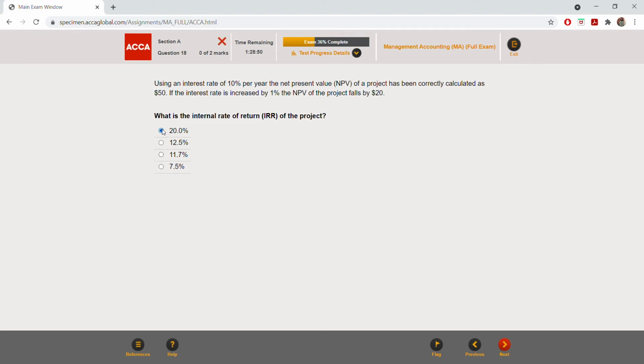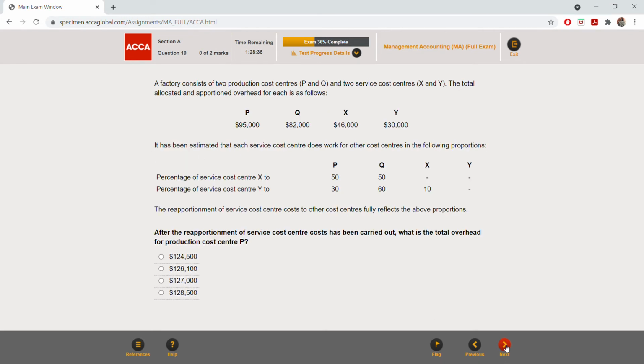You might say, why not 20%? See, if it's at 20%, net present value will fall to negative. We don't want negative. We want it at 0, or closer to 0, that range. So 12.5%. Next.